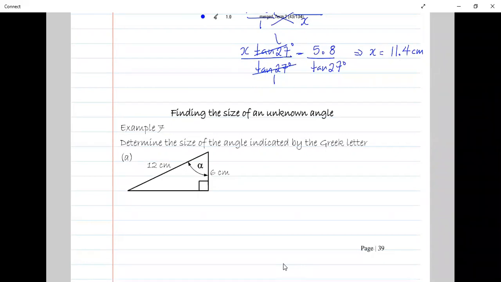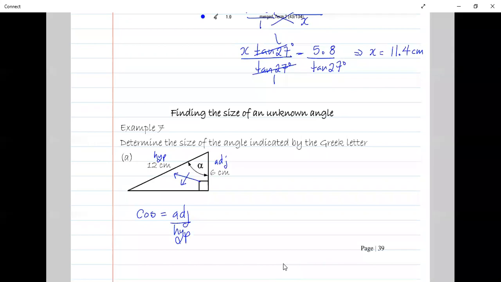So I'm going to start out by identifying that this side here is the hypotenuse, that the side in front of the angle is opposite, and therefore where the 6 centimeter is the adjacent side. It's the side that is adjacent to the angle. Then I would ask myself, which trig ratio includes adjacent and hypotenuse? The answer there is cosine. So I'm going to say cos is equal to adjacent over hypotenuse.